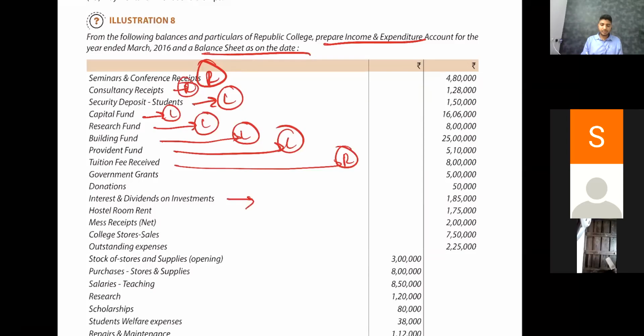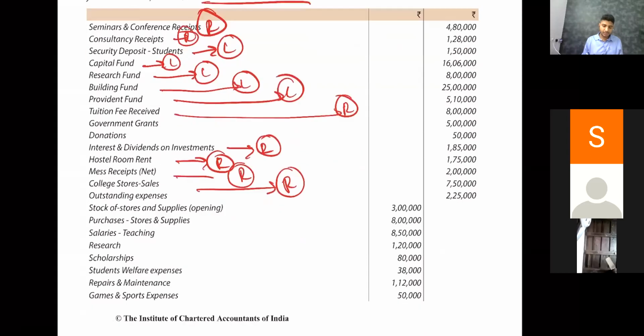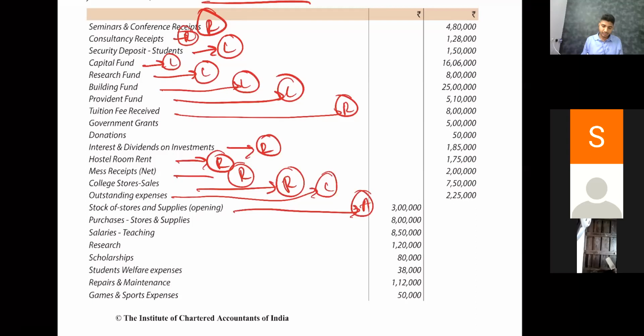Interest and dividend, what is this? Revenue item, should go to my income and expenditure account. Hostel rent, revenue item. Mess receipts, revenue item. College sales, revenue item. Outstanding expenses, this is a liability. Stock of stores, this is an asset, there is opening balance. Purchases of stores, this again goes to the revenue account.